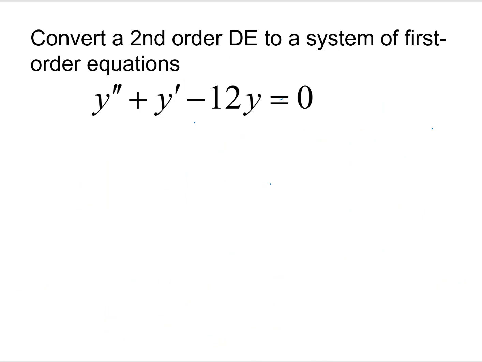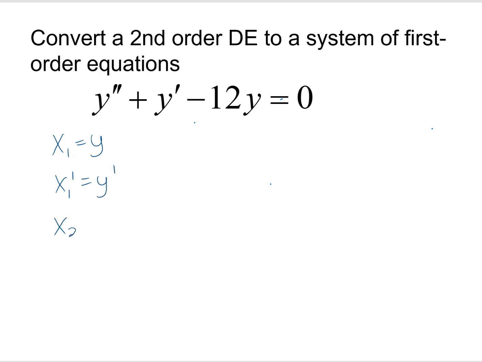All right, let's look at the next one. We need to be able to convert a second order system to a system of first order equations, and then we also want to be able to solve it. So you do a change of variables. You call x1 y, whatever our variable was here, and that means x1 prime is y prime.